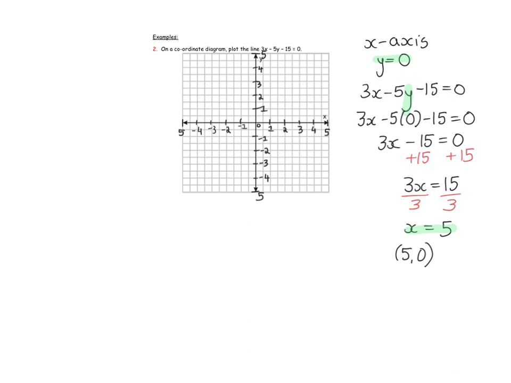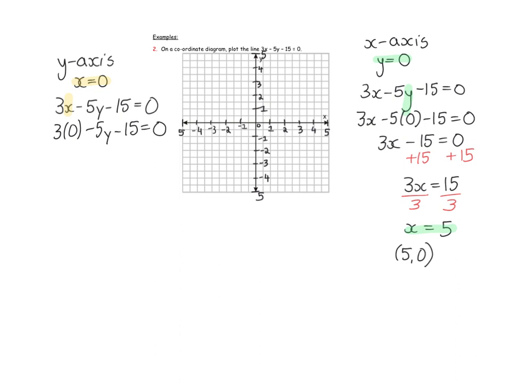Now we found where it cuts the x-axis, we can also find where it cuts the y-axis. The exact same process, the only difference is when the line cuts the y-axis, x is equal to 0. So again, we take the line, which is 3x minus 5y minus 15 is equal to 0. This time we go along and every time we see an x we replace it with 0. So the x here we can see is behind the 3. So this is going to become 3 times 0 minus 5y minus 15 is equal to 0. 3 times 0 is 0, so we're left with minus 5y minus 15 is equal to 0.